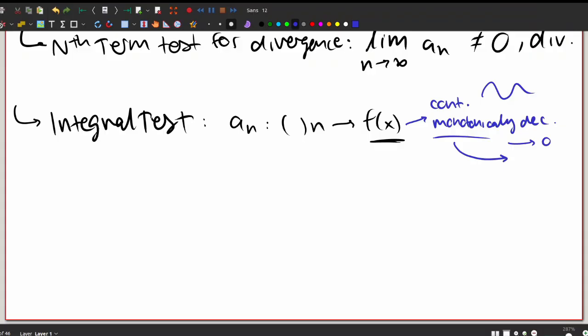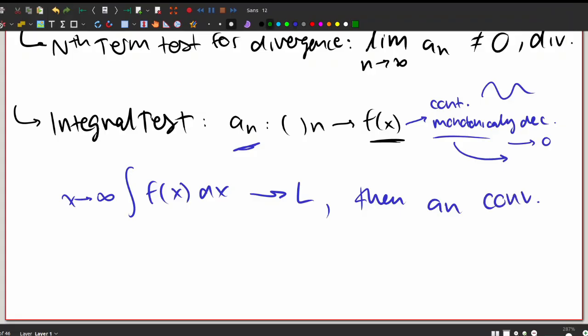So an integral is essentially the same thing as summing up all the terms. So the integral test states that if the integral of f of x converges to some finite value, as x approaches infinity, then a of n is convergent.